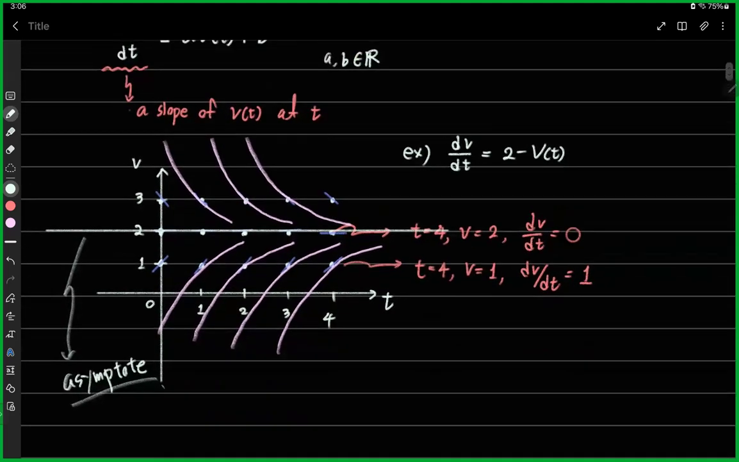So that kind of curve is called the integral curve. Curve right here. Okay. And then this kind of plot and figure is called the direction field. Except for the integral curve, the figure consisting of just a bunch of short line segments representing slope is called the direction field.